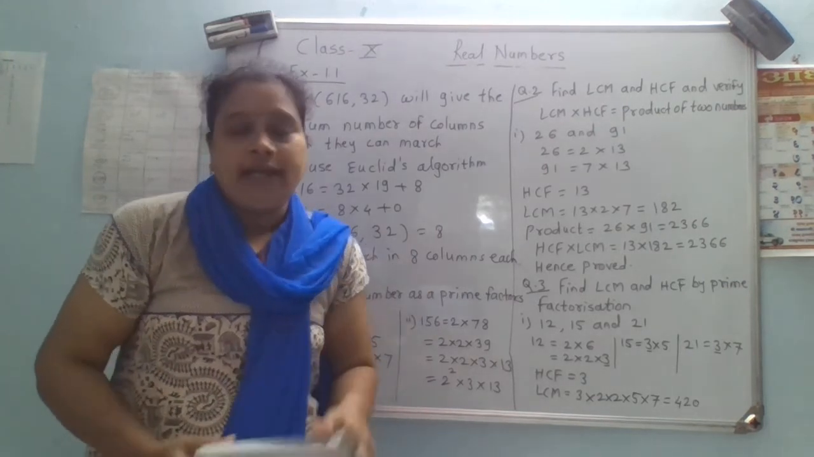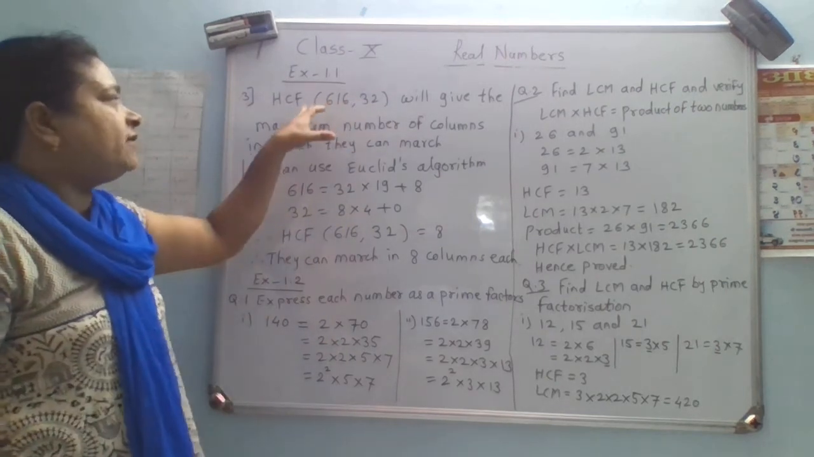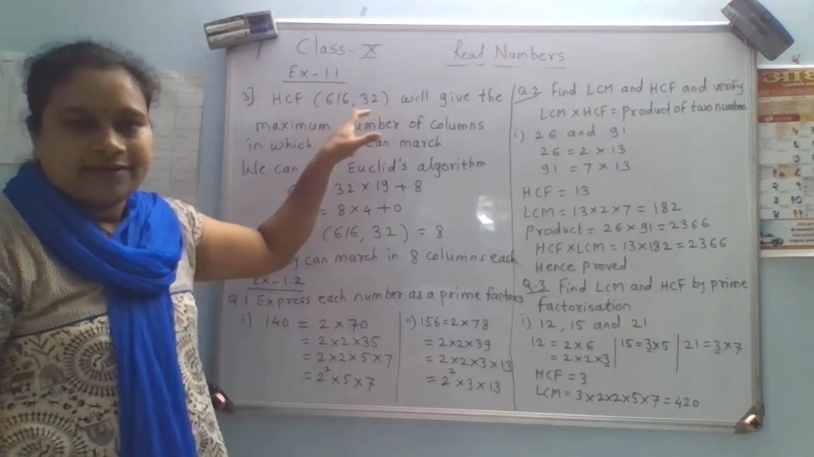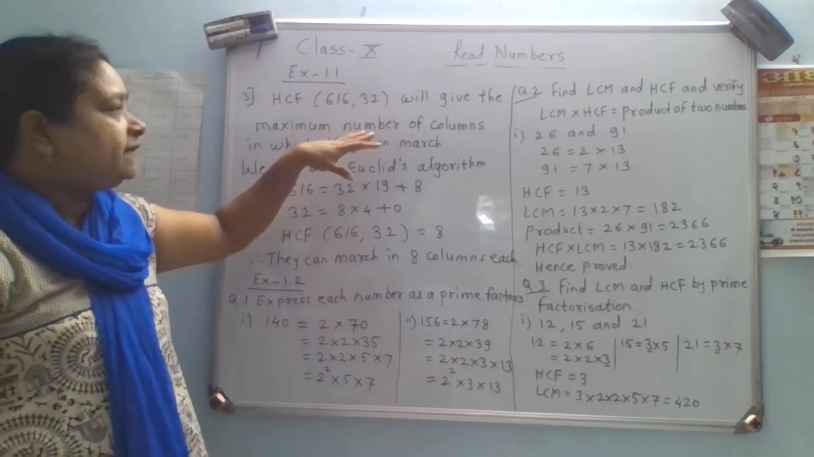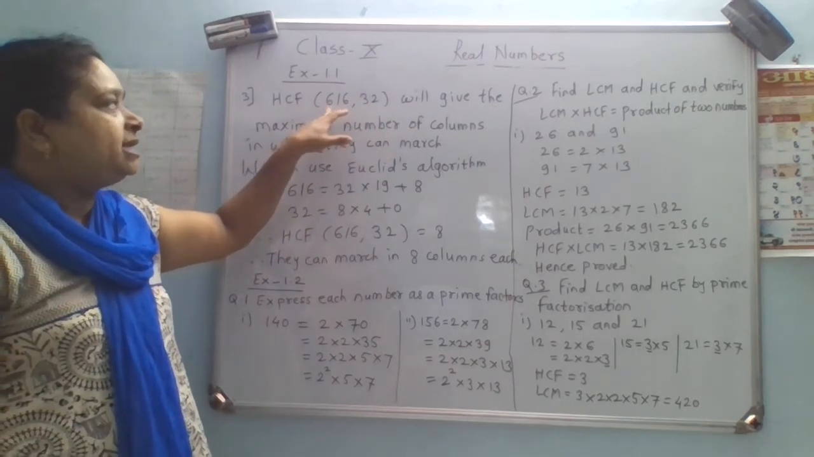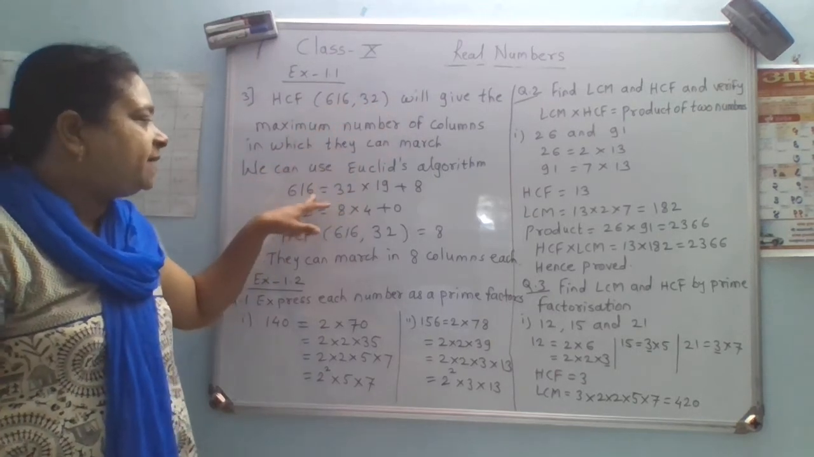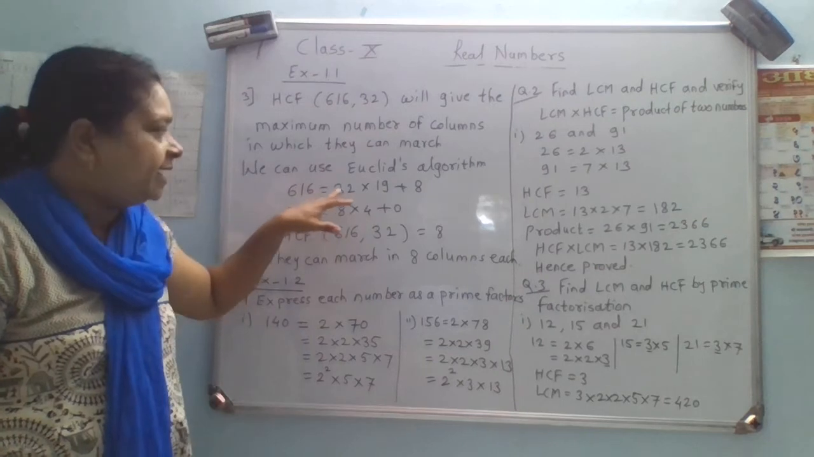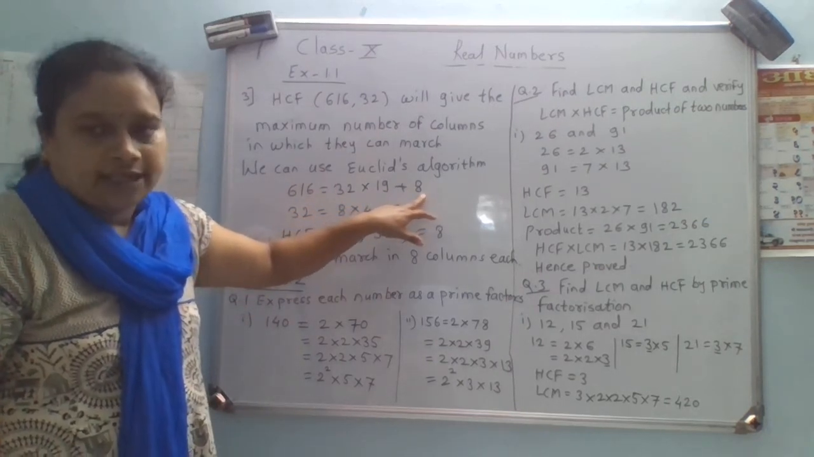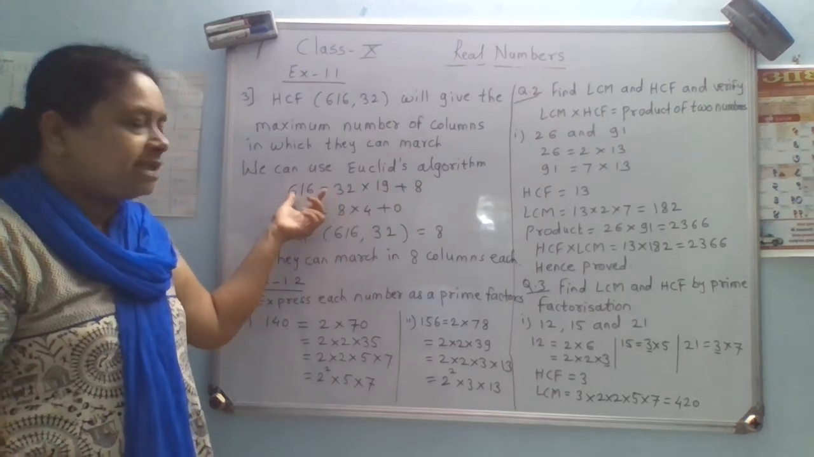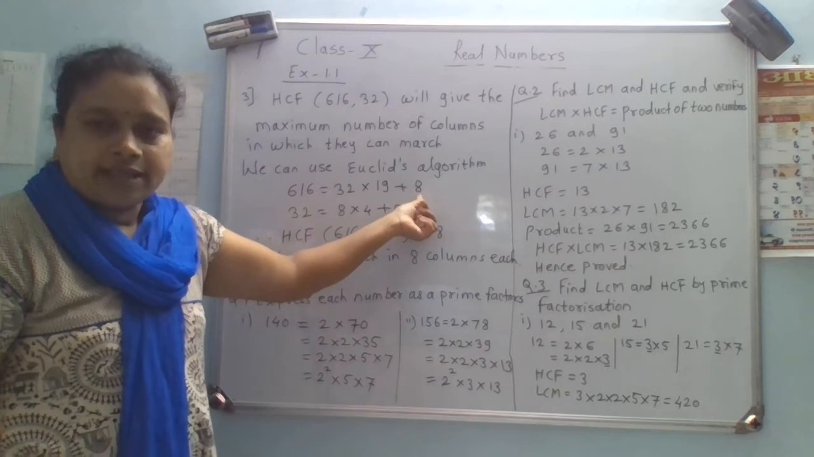Then for finding the maximum number of columns, we'll have to find the HCF of the given two numbers, 616 and 32, by using Euclid's division algorithm. Our first step is 616 divided by 32. After dividing 616 by 32, we'll get the quotient 19 and the remainder 8.